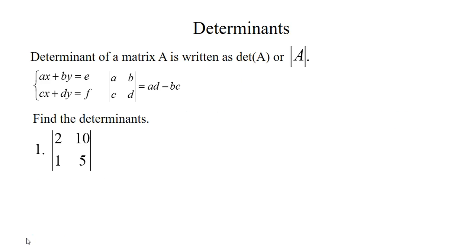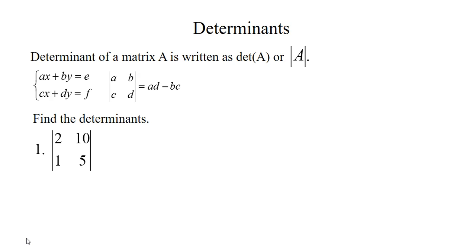Okay, so we know what a determinant is. Let's practice finding some determinants. So the determinant is written as DET of A, or you could write it as A in what looks like absolute value symbols. So when we're looking at our system, we have the AD minus BC is the determinant of matrix ABCD, which is just your coefficient matrix.